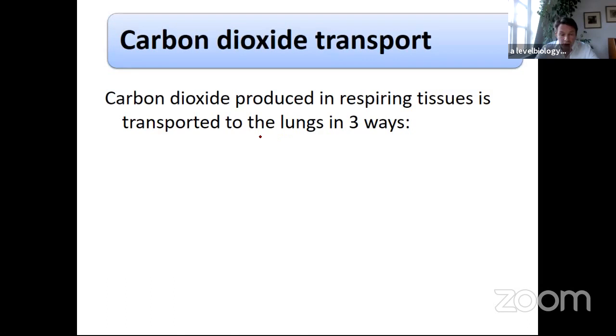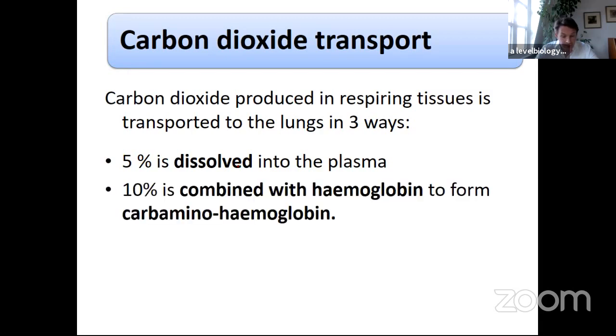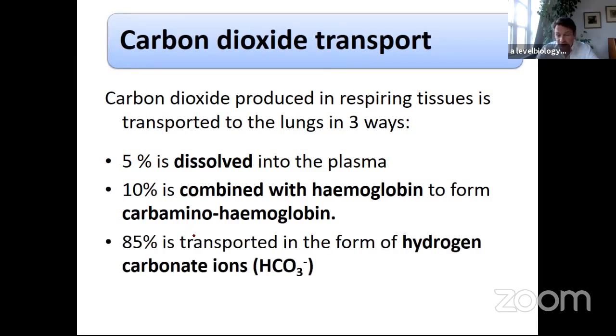So carbon dioxide is produced in the respiring tissues, and it's produced by the decarboxylation of carbohydrates and fats in the link reaction and in the Krebs cycle, which occurs in the matrix of the mitochondria. 5% of the carbon dioxide is dissolved in the plasma, 10% combines with the hemoglobin to form carbaminohemoglobin, but 85% is transported in the form of hydrogen carbonate ions, and we'll talk about how they're produced.